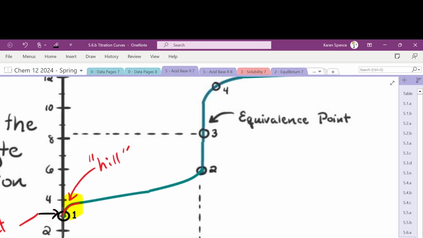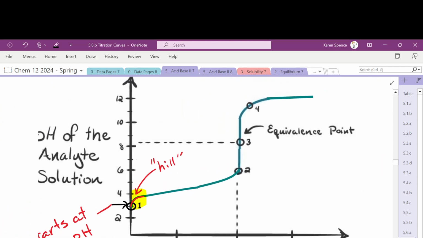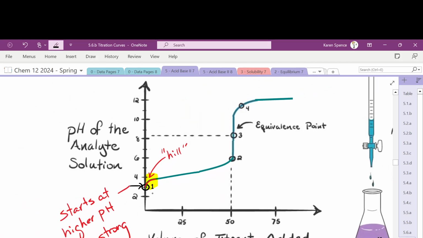Now here, we had just gotten started on this. We had just looked at point number 1, yes? And we'd said we have this little hill. It starts at a higher pH than the acid. So we have one thing that's different, and we have two things that are different. Is there a third thing that you can see here that is different from the strong, strong titration?